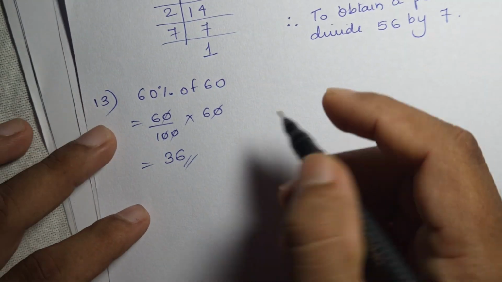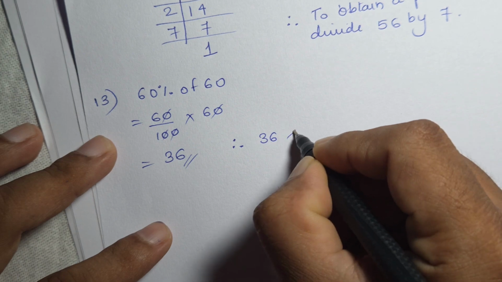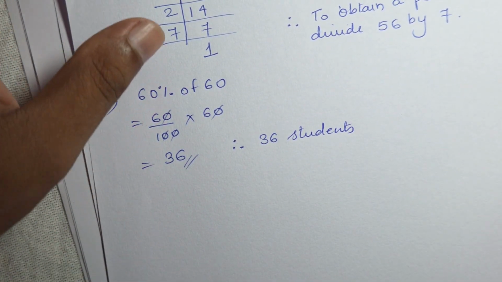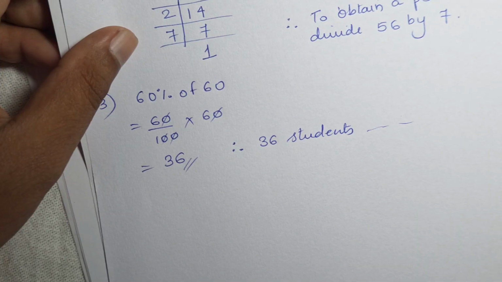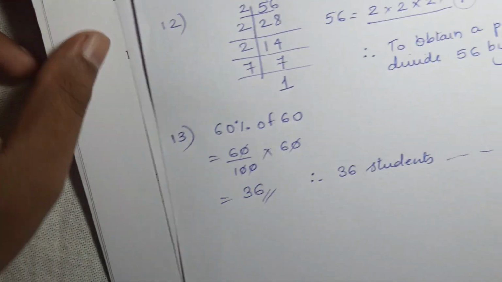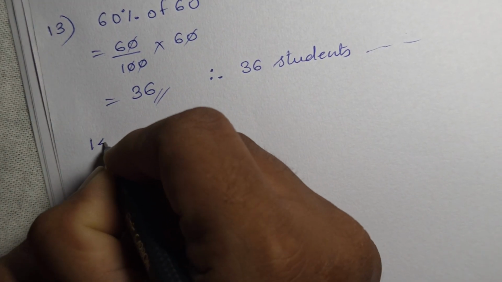So therefore, the statement you can write: therefore 36 students are not having Marathi as their mother tongue. Great. So this is my 14th problem.